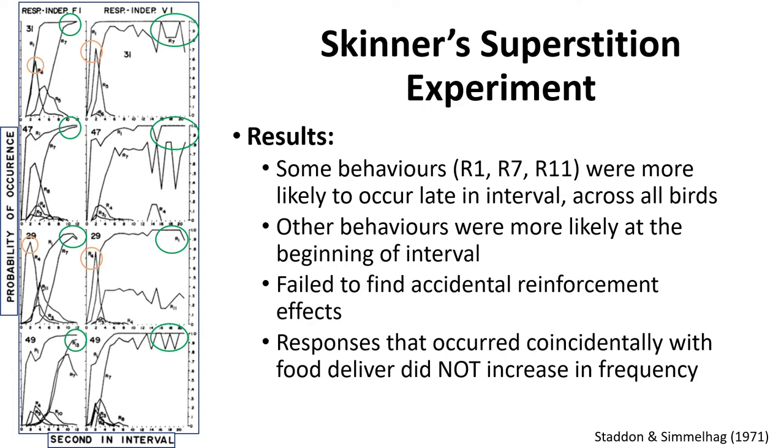And so the results here show that there really wasn't any kind of accidental reinforcement effect. There were no superstitious behaviors. The behaviors that were occurring tended to make sense based on when during the trial they occurred. Early on, behaviors tended to be other random things, but as we get closer to food delivery, we'd see behaviors related to food delivery.